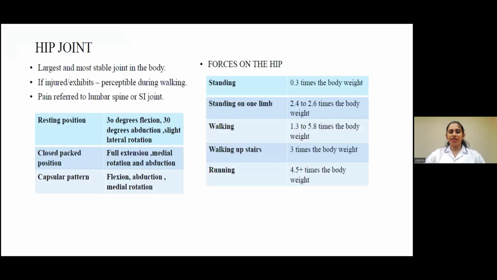Whenever we talk about the hip joint, it is the largest and the most stable joint in the body. We know it is one of the weight bearing joints, and it also connects the lower extremity to the axial skeleton. Here it is connected to the axial skeleton with the help of the sacroiliac joint.